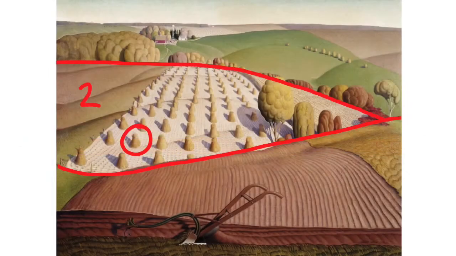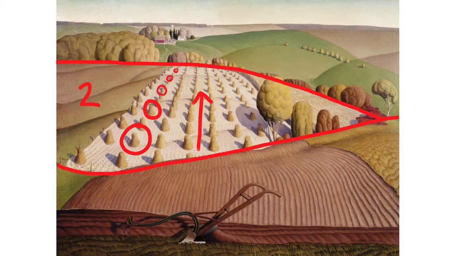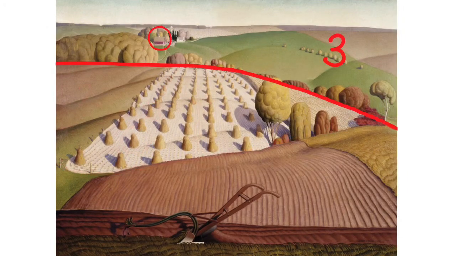Objects placed in the middle ground appear smaller than those in the foreground. As we move up the page, objects become smaller and smaller. We can see the barn in the background. Look how tiny it looks. A barn is by far larger than the plow that's in the foreground.